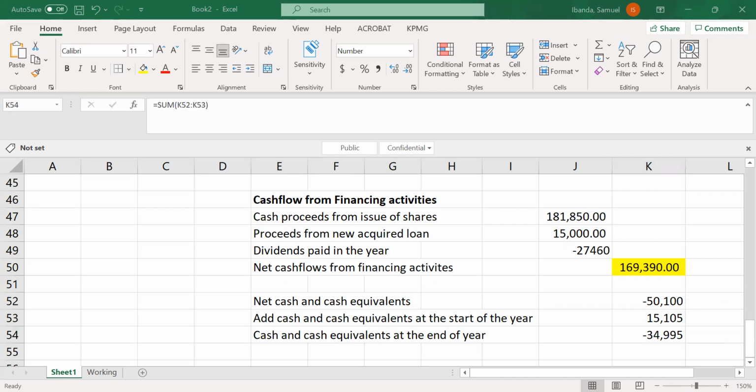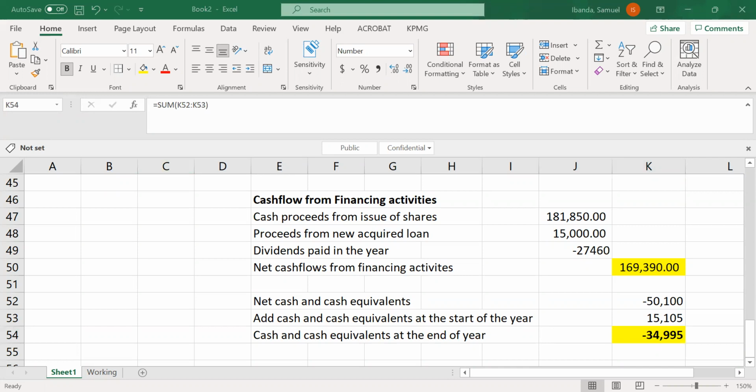Now, that 34,995 is supposed to be your cash balance at the end of the year. For cash flow purposes, that is the last figure that you have in your cash flow. This is the final figure that is usually in the cash flow. So what we do, after getting this figure, you go to your balance sheet and see if that was the closing balance.